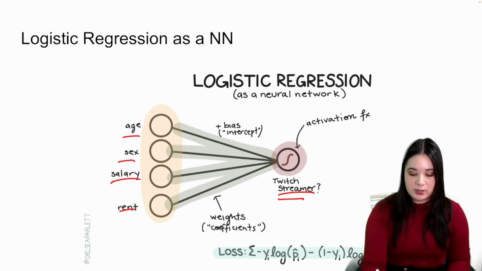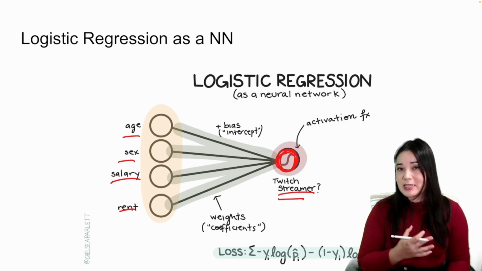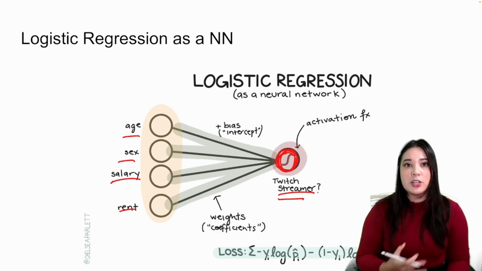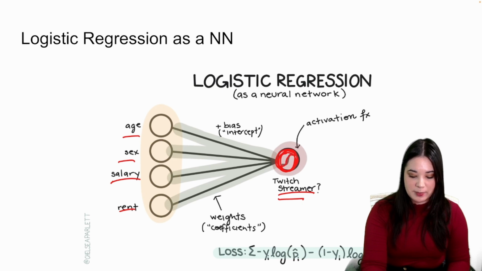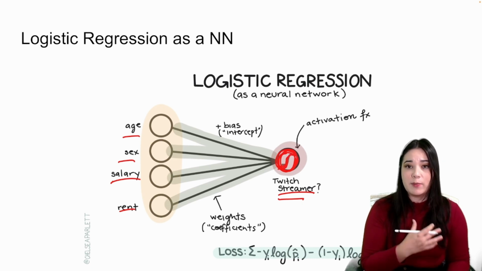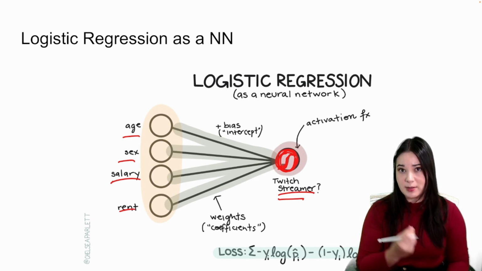The only real difference here is in something called an activation function. An activation function is basically like a link function. It's just a transformation that we do to our outputted linear prediction in order to get a value that we would like to use. In this case, we're using an S-shaped curve in order to transform our linear predictions into a bounded 0 to 1 variable so that we can predict the probability that someone's a Twitch streamer.